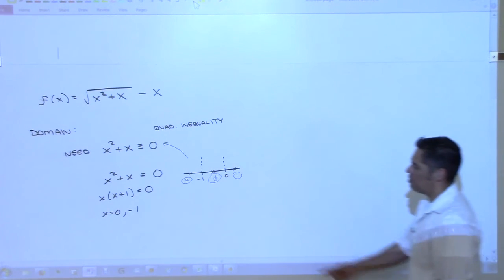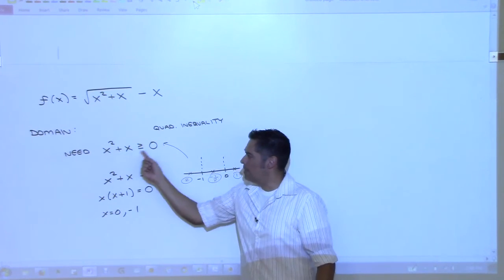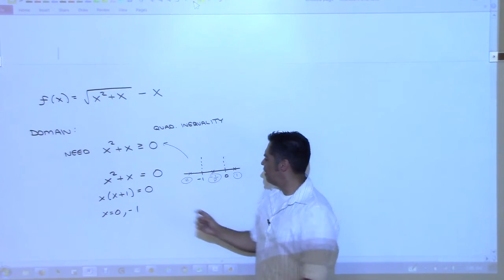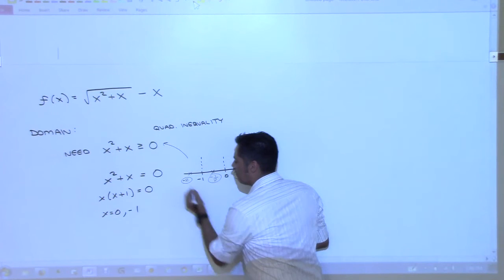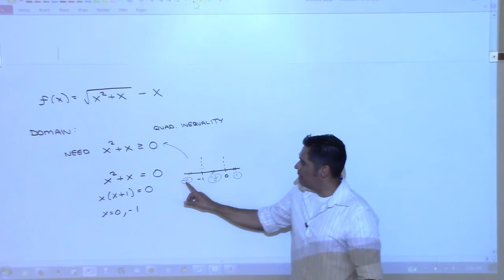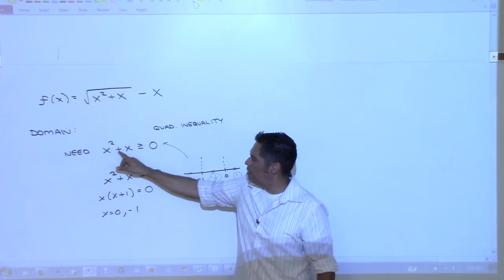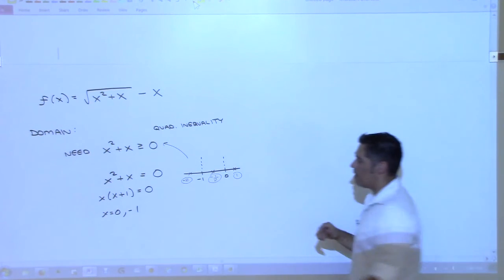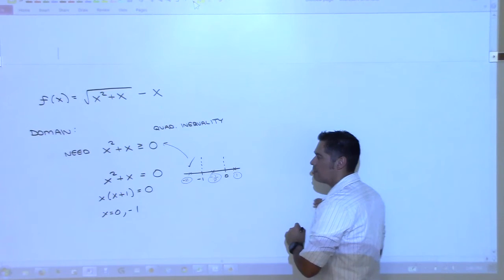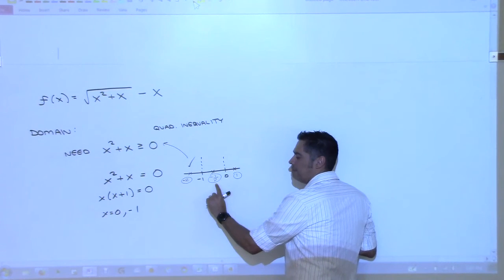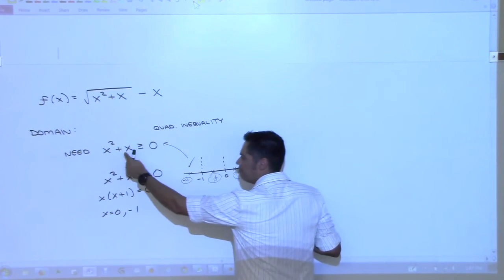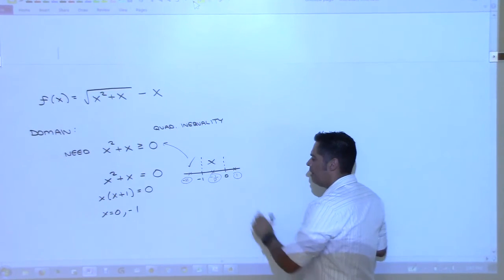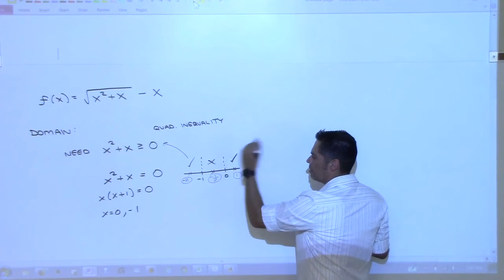So what happens if I plug 2 in here? Will that be true? Will 2 work? Yeah, I meant to say -2, sorry. -2 in here would give you 4, and then plus -2, so that would give you a 2. 2 is greater than or equal to 0, right? So that works. So anything over there works. Okay, what if you plug in -1/2? Plug it in, check it for yourself. It won't work. So nothing here works. And if you plug in 1, it works.